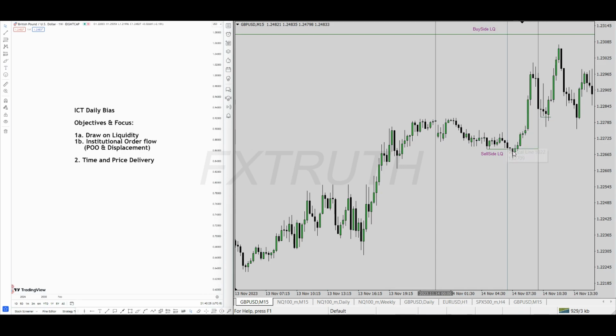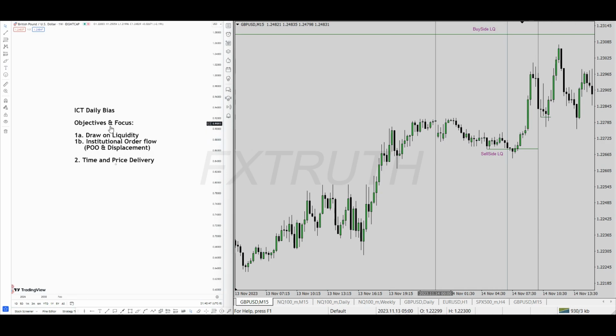So in New York midnight, we had a liquidity run on the sell side liquidity right here, and price gave us an impulse drive to the buy side, a displacement in price, confirming our institutional order flow, which is the point of origin. Point of origin is this liquidity run right here and a displacement in price. Good. So now we have institutional order flow.